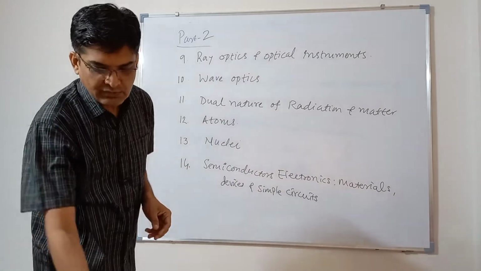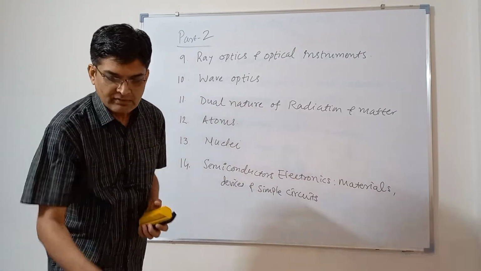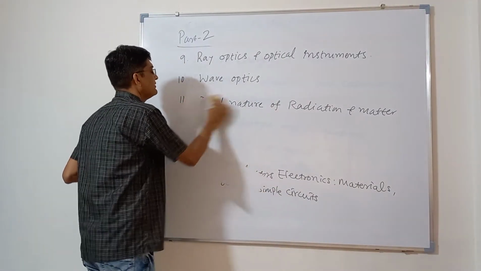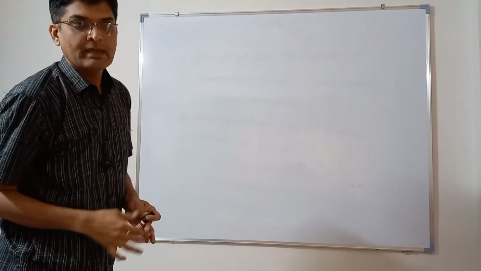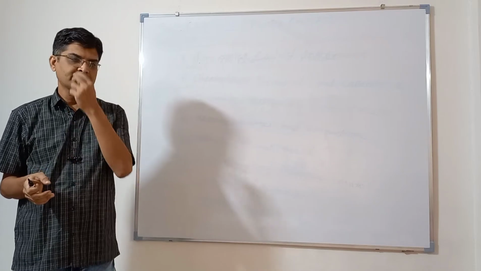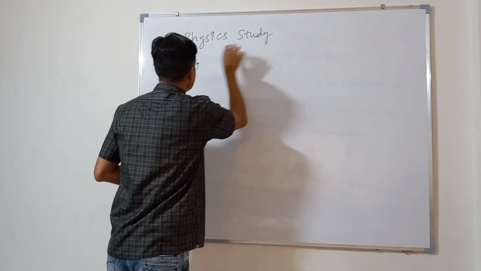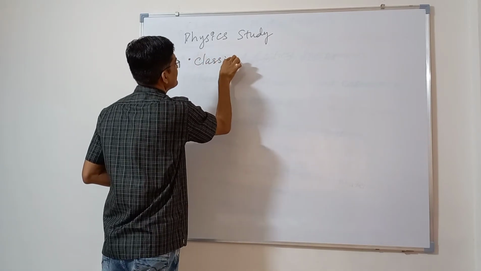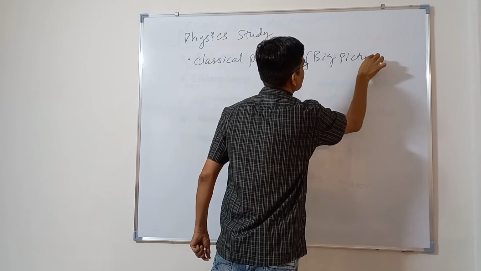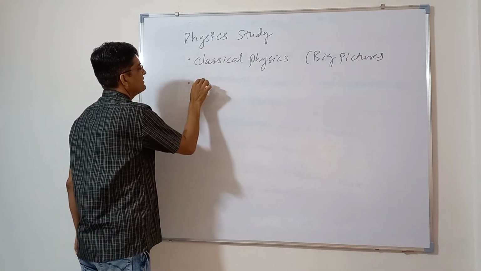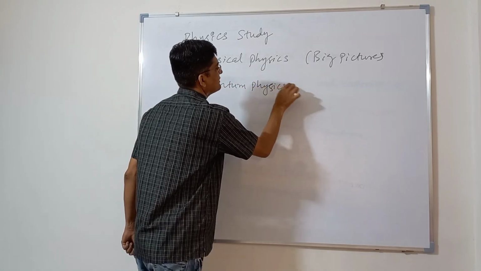So part 1 and part 2, total 14 units, and these 14 units basically cover the major sections of physics. Now these are the units of class 12, but if you look at physics in general, if I would like to classify irrespective of any class, what do we learn in physics? First, we learn about classical physics, the big picture, and quantum physics, that is the study of the very small.